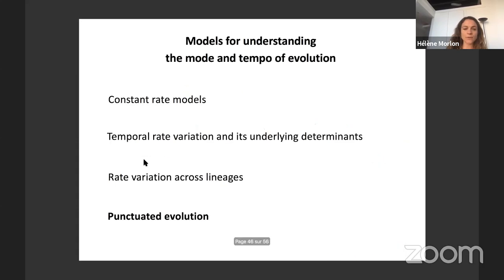Yeah, the last thing that people have, or that we want to model in these processes of evolution, in particular at the phenotypic or molecular levels, is the idea of punctuated evolution. So here, all the processes that I described are processes that happen anagenetically.